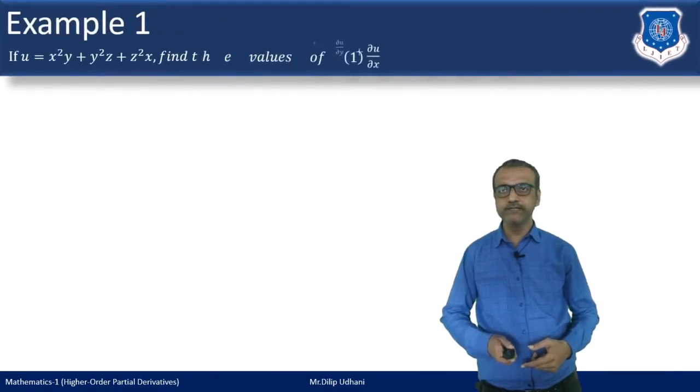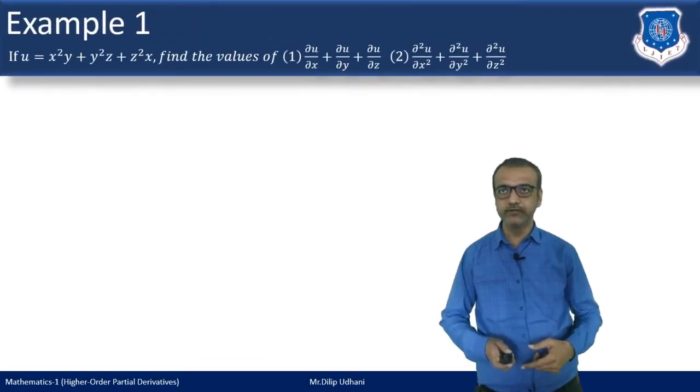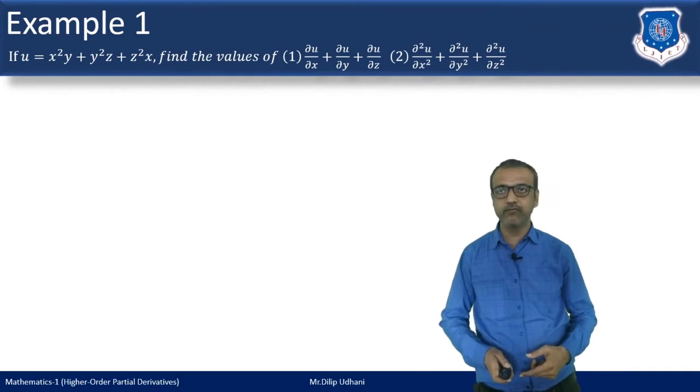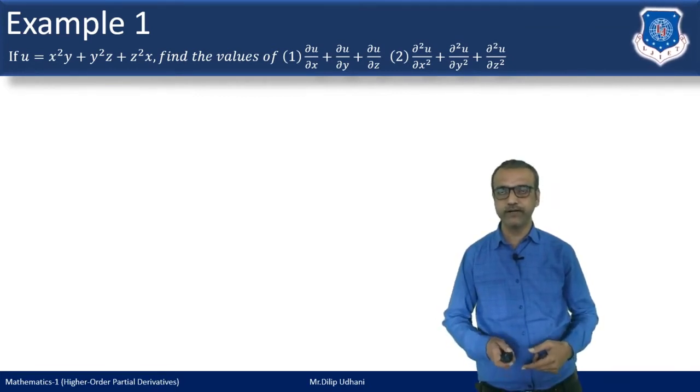Now we will see examples related to this topic. Example number 1: if u equals x square y plus y square z plus z square x, then find the values of del u by del x plus del u by del y plus del u by del z, and del square u by del x square plus del square u by del y square plus del square u by del z square.